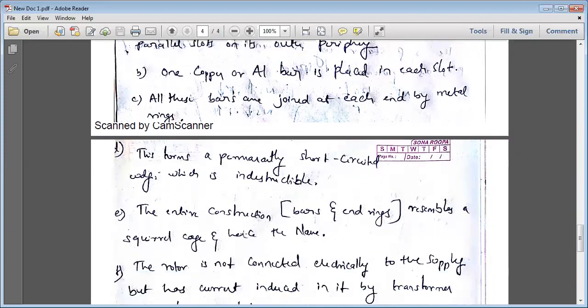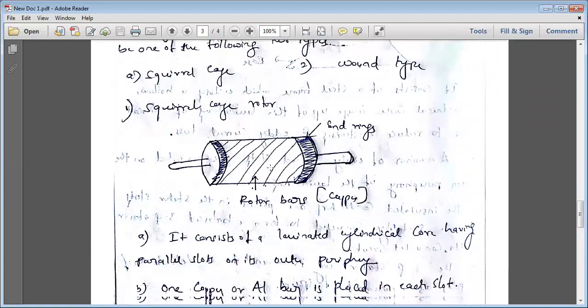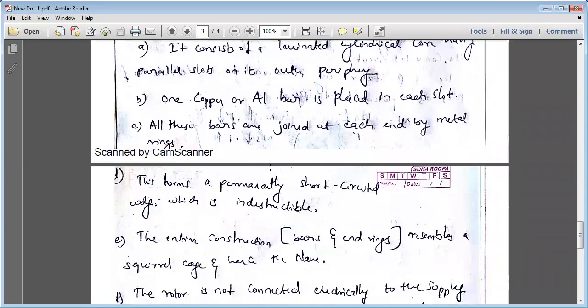The entire construction, like bars and end rings, where these lines indicate the bars and these are the end rings, resembles a squirrel cage. Hence the name squirrel cage rotor or squirrel cage induction motor.